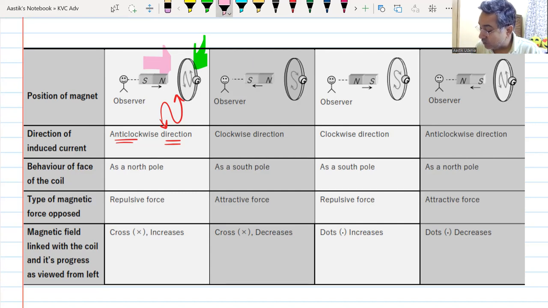Similarly, if the north pole is going away from you, you have to create south pole. Yes or no? South pole, the S, can be written in this fashion. South pole means this part. So this part means the current has to be clockwise. Do we understand this? If you have to create north pole, it has to be anti-clockwise current. If you have to create south pole, it has to be a clockwise current. If the south pole is coming towards you, you have to create a south pole. If the south pole is going away from you, you have to create a north pole. Do we understand this? Yes, sir. I'll give you 2 minutes to note this down.